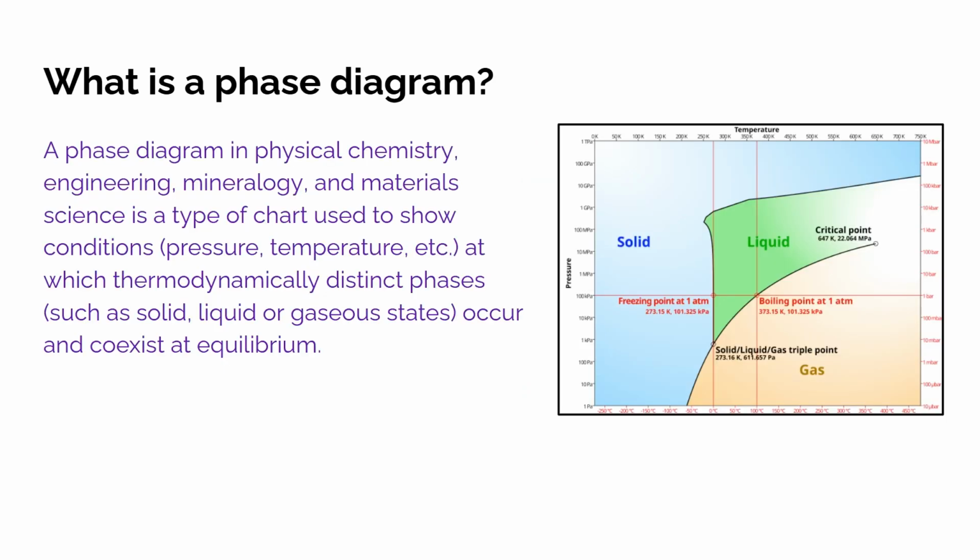Before we go over the specifics of it, let's go over what a phase diagram is. A phase diagram in physical chemistry, engineering, mineralogy, and material science is a type of chart used to show conditions, including both pressure, temperature, and etc., at which thermodynamically distinct phases, such as solid, liquid, or gaseous states occur and coexist at equilibrium. And on the right, you can see a labeled phase diagram chart going over some temperature and pressure states.